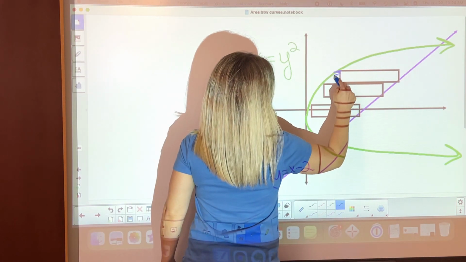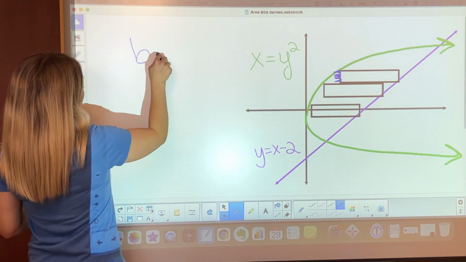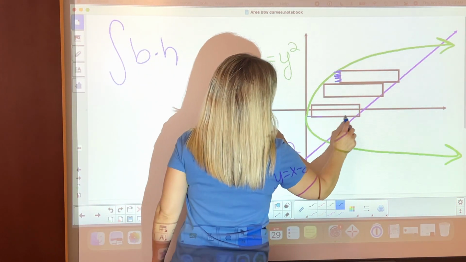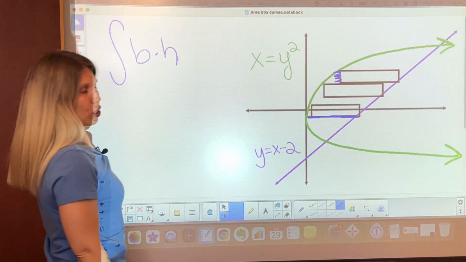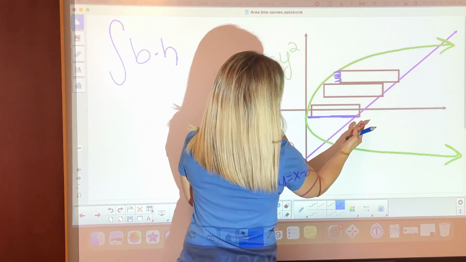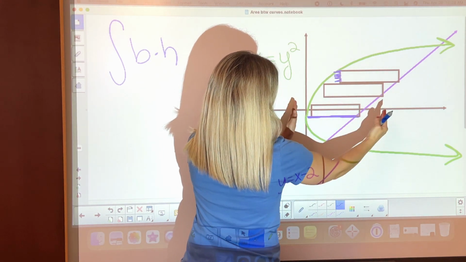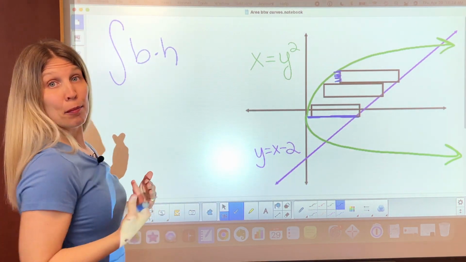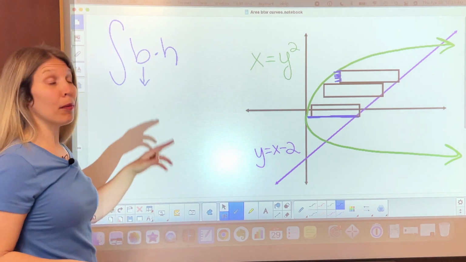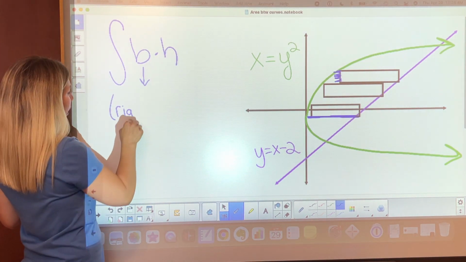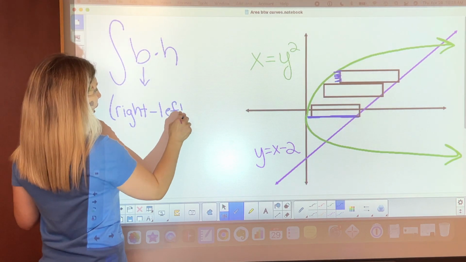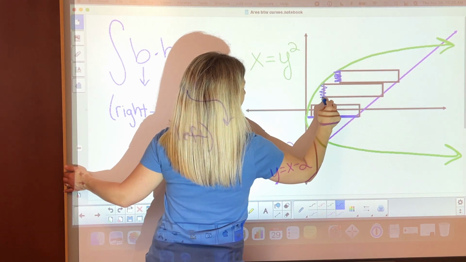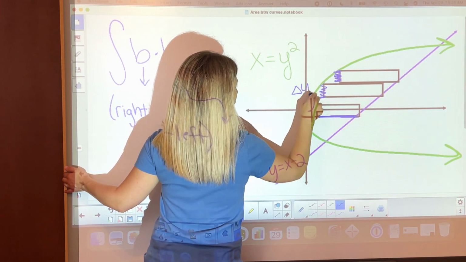Well, now look. We always want to do base times height for these, right? We're going to sum up base times height. The problem is our base is what is changing. Our base is one function minus the other function. And how do you find that difference? You're going to take the one furthest to the right minus the left. So in this problem, our base is actually the function on the right minus the function on the left. And our height is this change right here. Those are tiny changes in y.